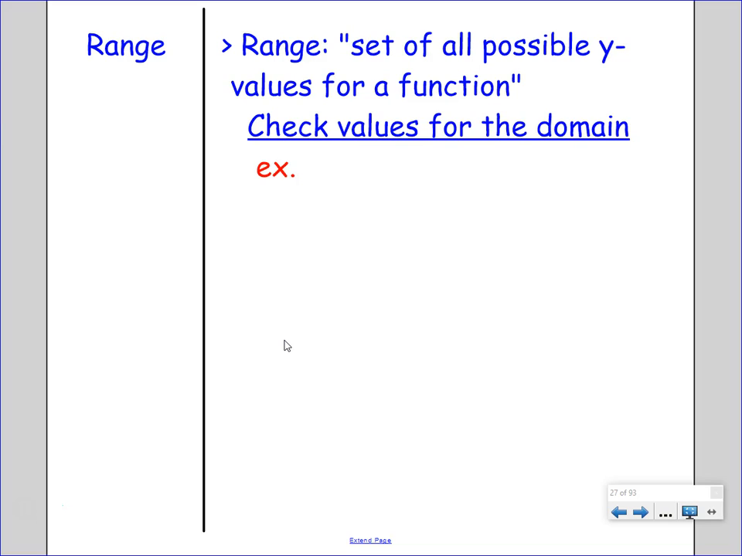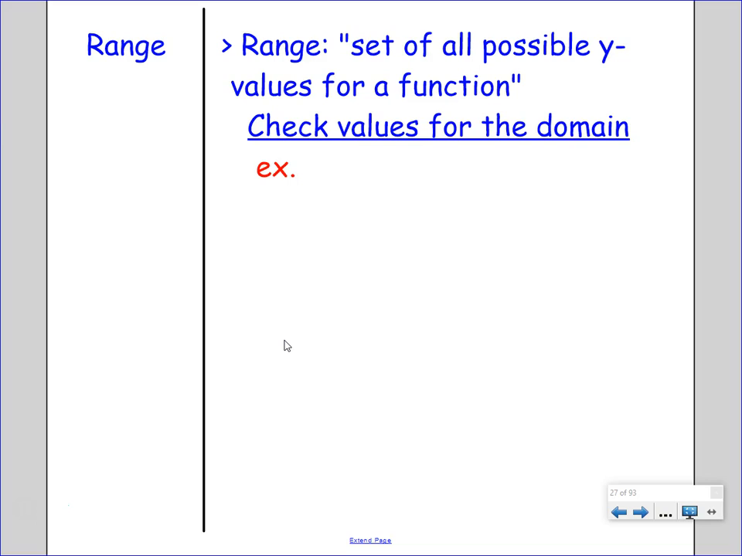Range, my best advice. In Algebra 1, we were seeing super simple functions. When I used to teach Algebra 1, the kids I was with, and I tutored it too, it's pretty easy. You're just seeing lines and parabolas.